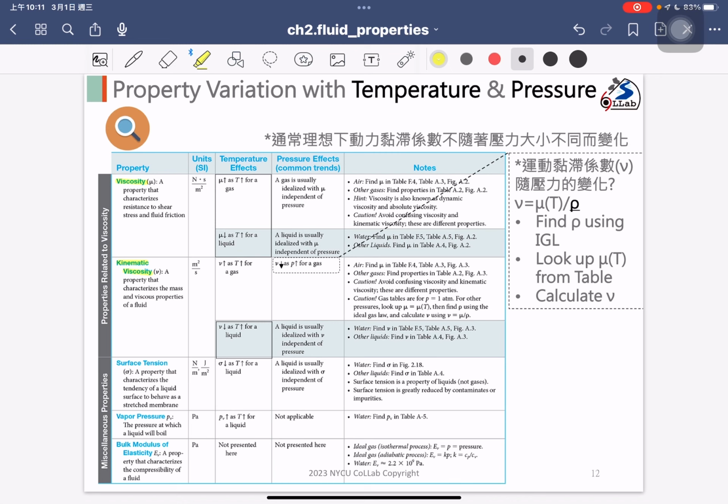And you can see there is certain definitions for the dynamic viscosity: it is a property that characterizes the resistance to shear stress and the fluid friction. So I always emphasize the viscosity is a kind of friction force caused by the fluid and the boundary between the fluid and the solid. Okay? And this shows the units of the dynamic viscosity.